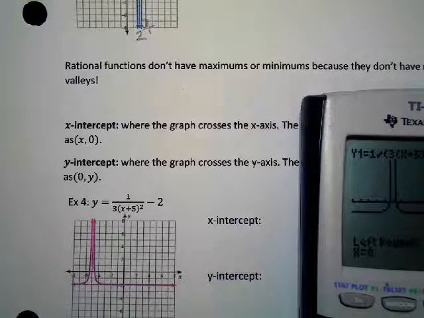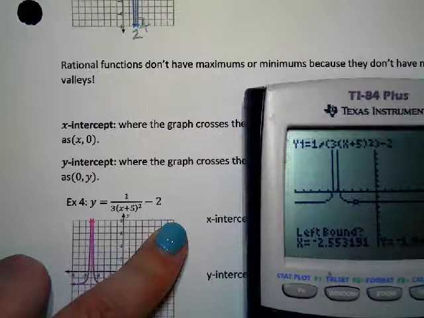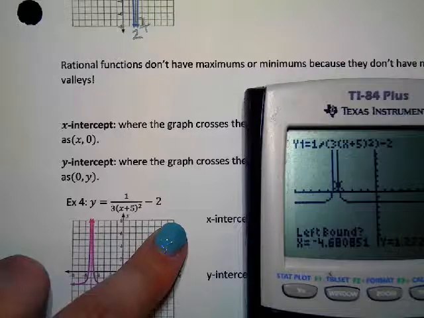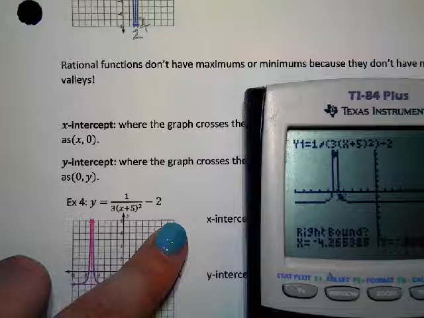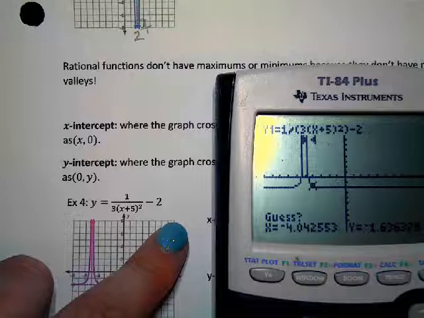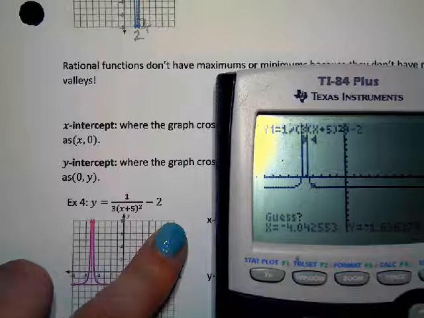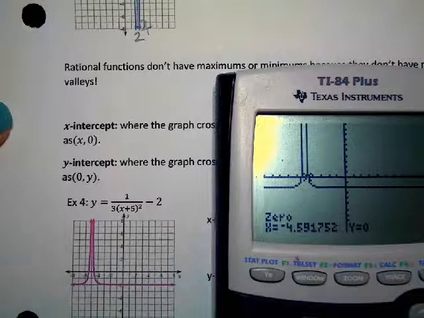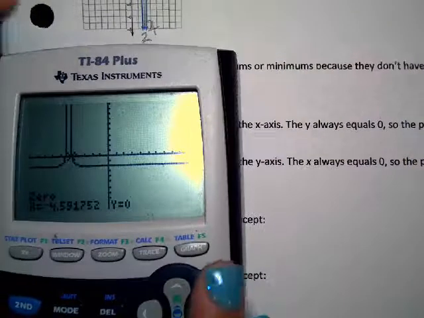You want to scroll? Yeah. So I'm going to scroll to the left, just holding my left arrow down. I've got to do my left bound, so I've got to get just to the left side of my x-intercept, press enter. And then I scroll to the right, get just to the right side of my x-intercept, press enter. Hit guess, ignore the guess because it doesn't give us a right answer ever. Press enter one more time, get 0. So the x-intercept on the right is negative 4.592.